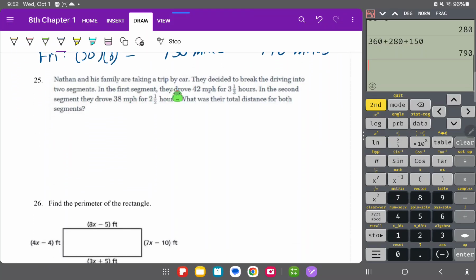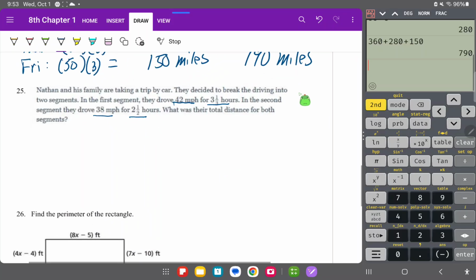So Nathan and his family are taking a trip by car. They decided to break it into 2 segments. The first segment is 42 miles per hour for 3 1/3 hours. In the second segment, they drove 38 for 2.5 hours. What is their total distance? Okay, so remember, distance equals the rate times the time.